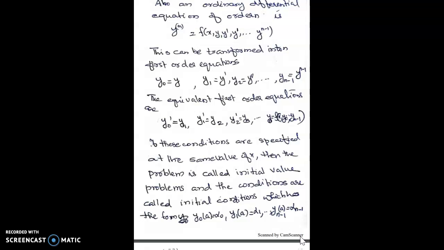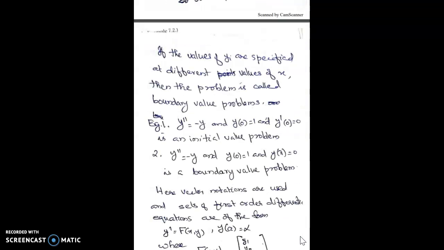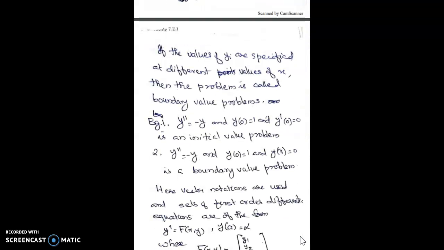If these conditions are specified at some value of x, then the problem is called an initial value problem and the conditions are called initial conditions. It has the form y0(a) = alpha0, y1(a) = alpha1, ..., y(n-1)(a) = alpha(n-1). If the values of y are specified at different values of x, then the problem is called a boundary value problem.